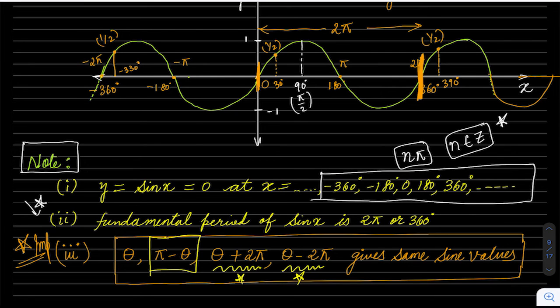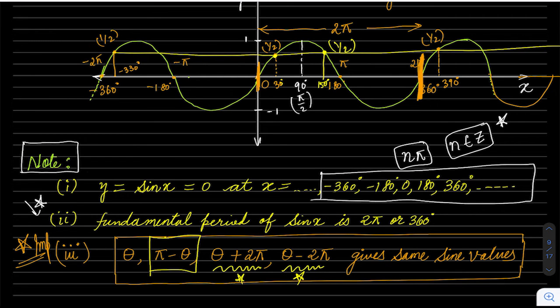That is pi minus theta. Now let's see an example. Let's take this value as 30 degrees. If I take theta as 30 degrees, what is pi minus 30? Pi means 180, and 180 minus 30 is 150. It means at 150 degrees also we will have a half value. We can see that from the graph also. So there are lots of angles at which sine is half.